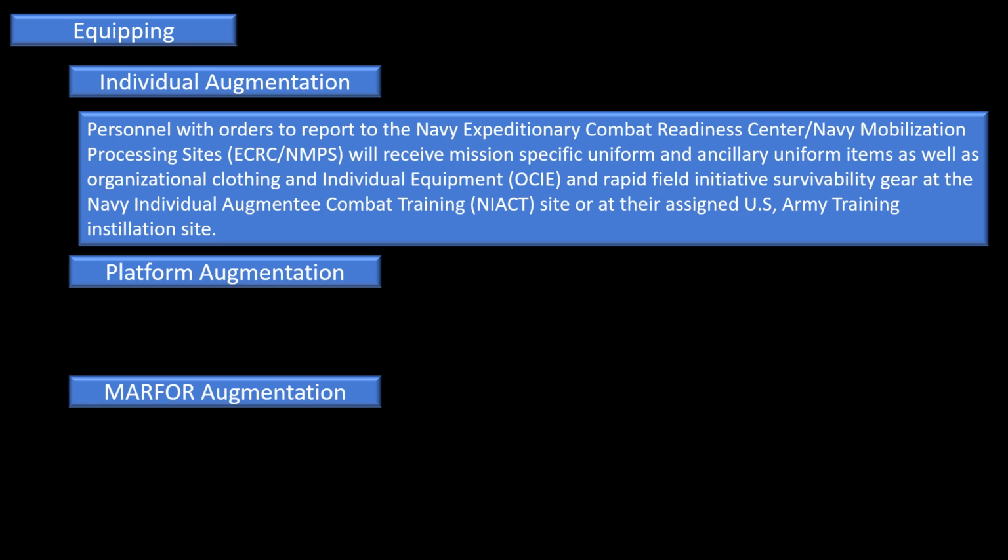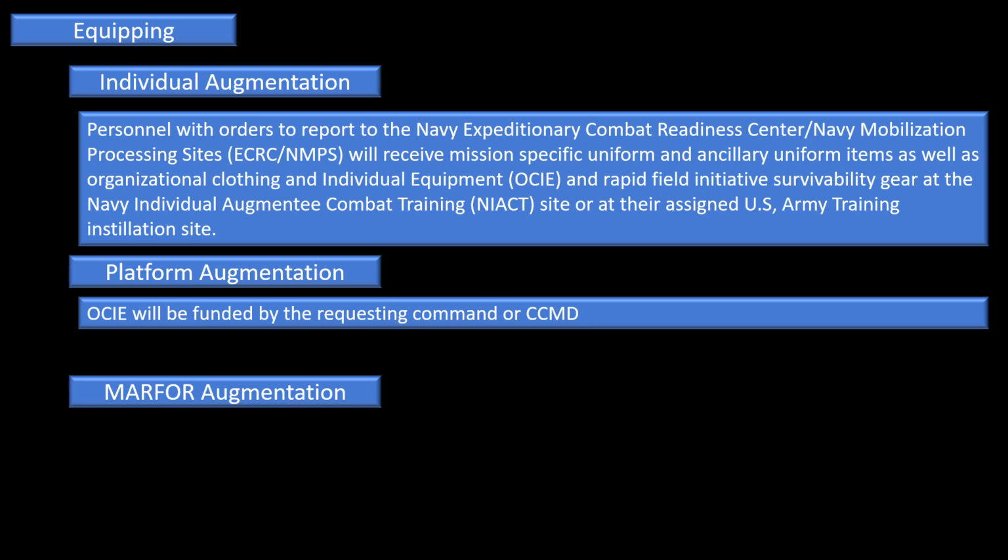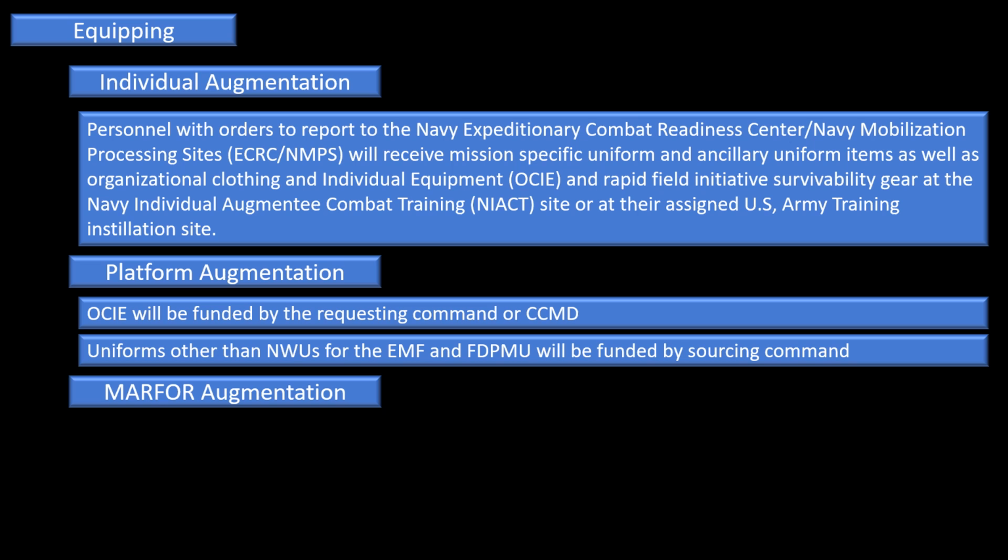So you're going to get all your equipment and uniforms at the Navy individual augmentee combat training center site, or at the U.S. Army training installation site if you're getting augmented with the Army. Your mission essential items, you're going to get at your training site. For platform augmentation, your organizational clothing and individual equipment is going to be funded by the requesting command or by the combatant commander. Uniforms other than your NWUs for EMF and for deployed preventative medicine units will be funded by the sourcing command.